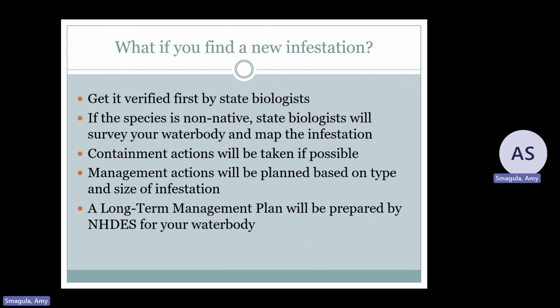So if we do find a new infestation, and you found it and I verified it, or someone else on the state level verified it, and it's a non-native, we will be out to survey your water body and map the infestation. Then we'll work on containment actions if they're applicable, and then move into management actions based on the type and the degree of the infestation. And if it's a long-term management effort, we'll create a long-term management plan for your water body, and we will use that as a guide for management.